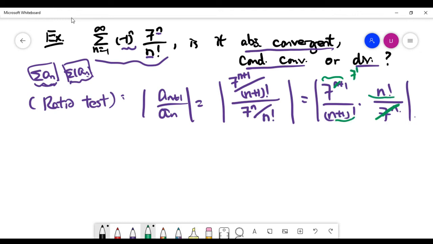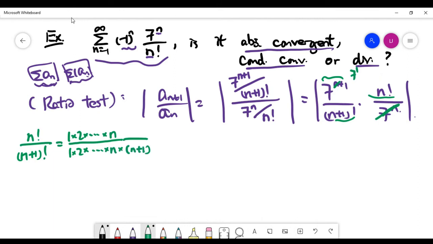And how about this? Let me write it in the green color on the left hand side. You're basically having n factorial divided by n plus 1 factorial, right? And based on the definition of the factorial, the top now has n factors, 1 times 2 to n. The bottom has one more factor because you're multiplying 1 times 2 times n, and one more which is n plus 1, right? And you can cancel out all these factors.